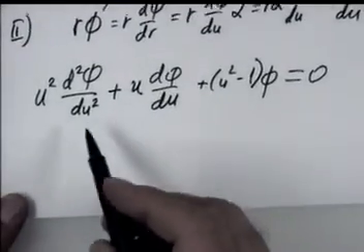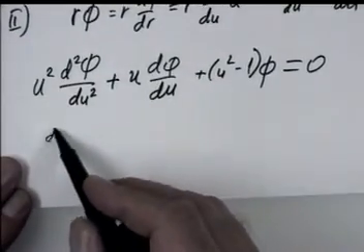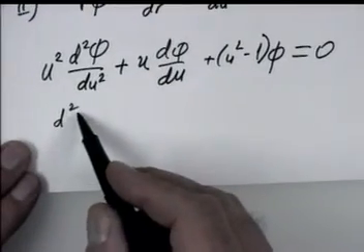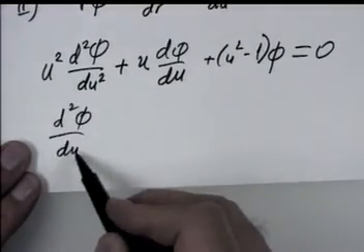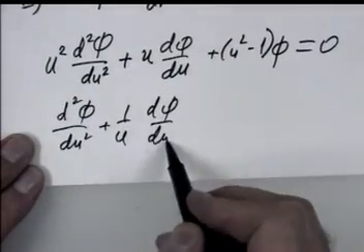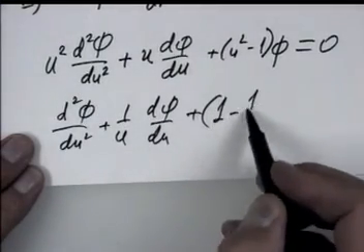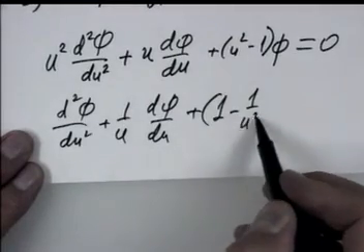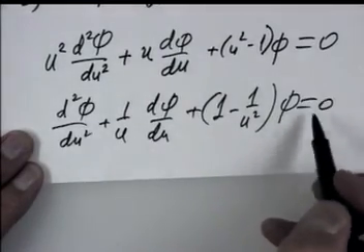Okay, this maybe we recognize better like this. We divide by u squared: d2 phi du squared plus 1 over u d phi du plus 1 minus 1 over u squared phi equals 0.